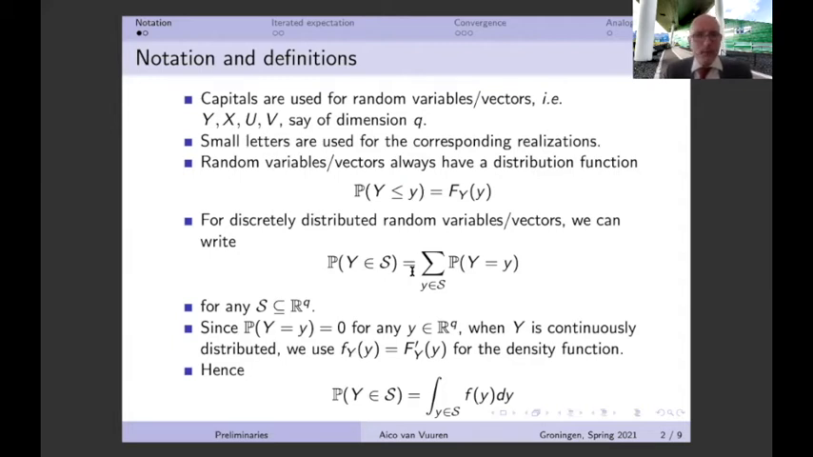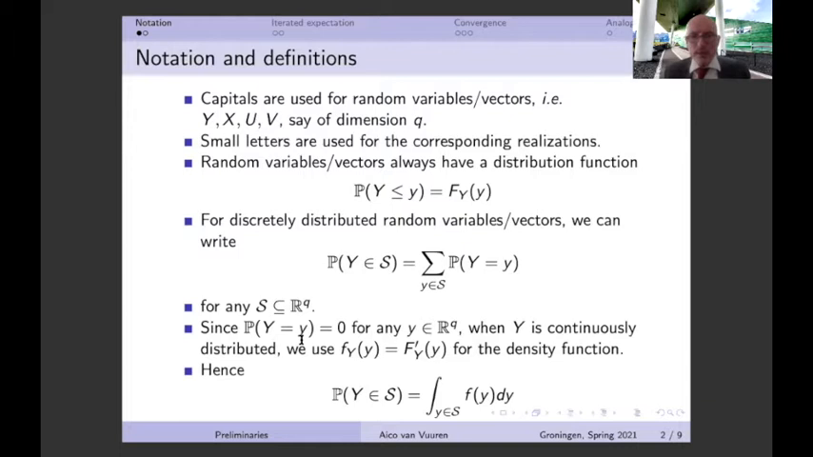However, it doesn't work when we have continuously distributed random variables. The reason behind that is that, by definition, a continuously distributed random variable is a variable for which the probability that large Y is equal to any little y must be equal to 0. That's the definition of a continuously distributed random variable. So therefore, we can never calculate this thing over here for a continuously distributed random variable. So we have to use a trick.